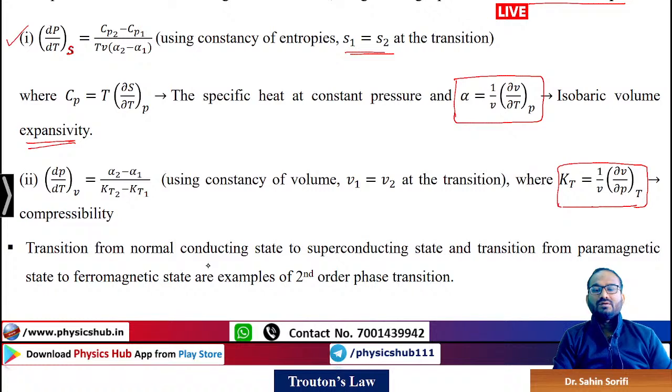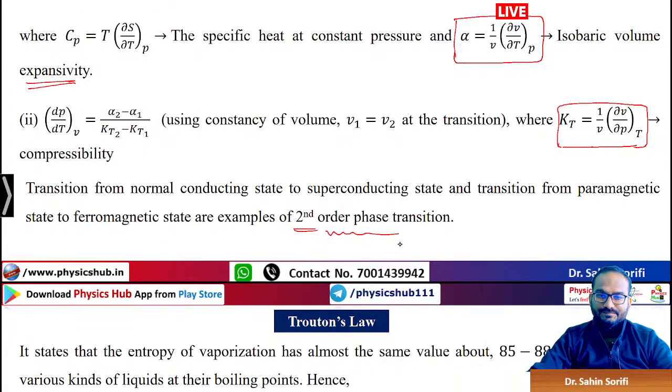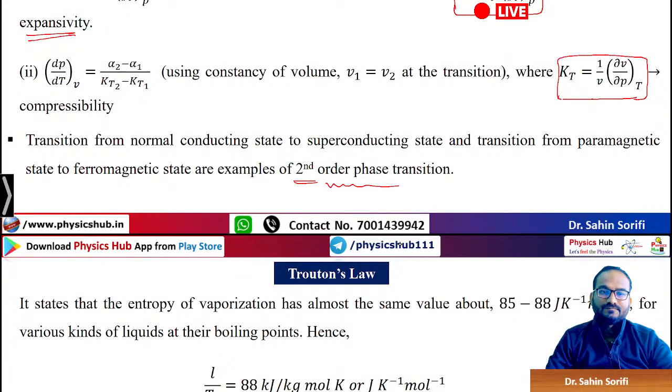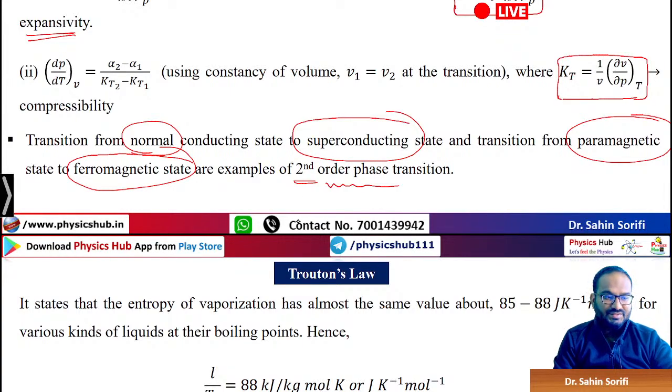Transition from normal conducting state to superconducting state, or transition from paramagnetic to ferromagnetic. These are all examples of second order phase transition. Okay, keep it in mind. Normal phase to superconducting phase, or paramagnetic to ferromagnetic. These all are examples of second order phase transition.